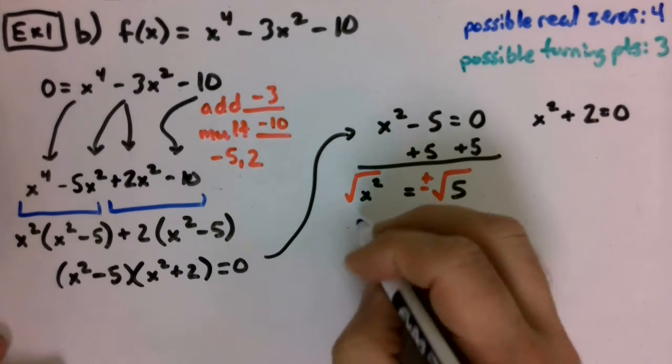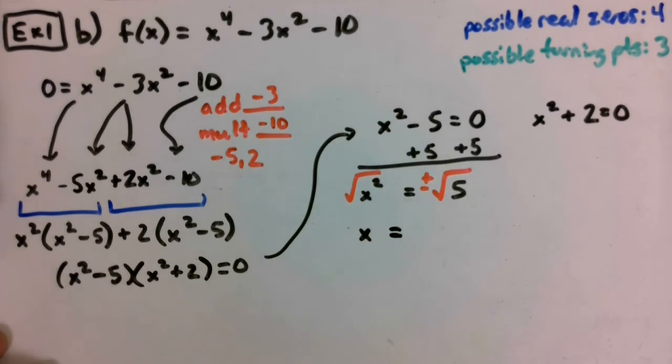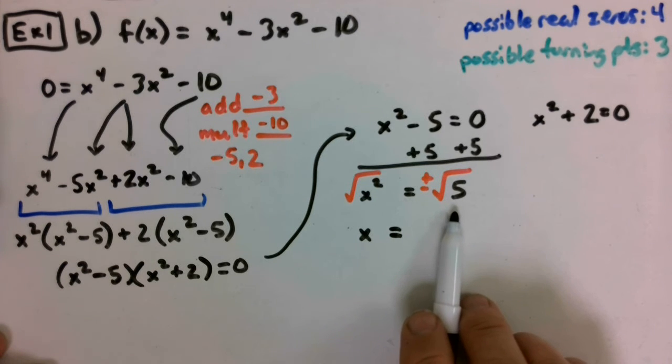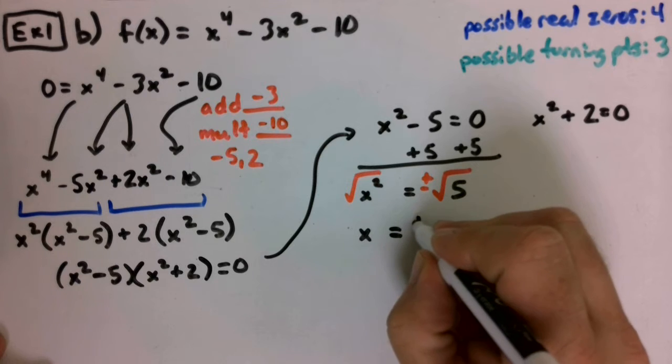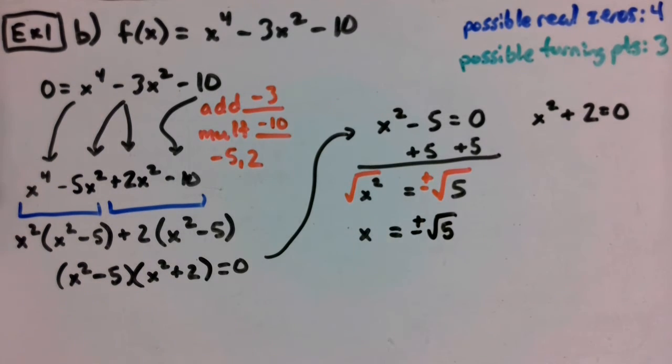The square root of x squared is x. And here our two answers are a positive square root of 5 and a negative square root of 5. We want to simplify the square root of 5 if we can, but that does not simplify at all. So we do end up with two answers from that first equation. x is equal to a positive square root of 5. x is equal to a negative square root of 5.